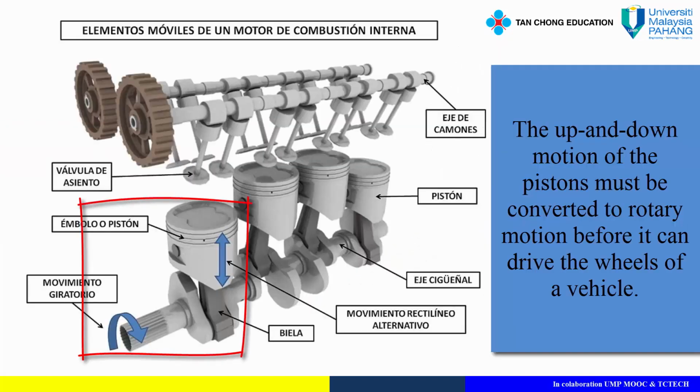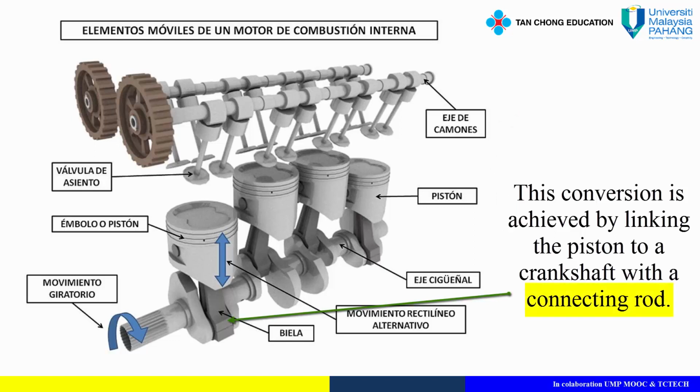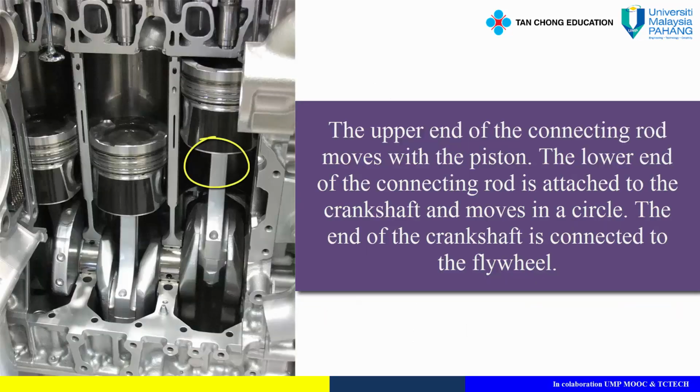The up and down motion of the pistons must be converted to rotary motion before it can drive the wheels of a vehicle. This conversion is achieved by linking the piston to a crankshaft with a connecting rod. The upper end of the connecting rod moves with the piston. The lower end of the connecting rod is attached to the crankshaft and moves in a circle. The end of the crankshaft is connected to the flywheel.